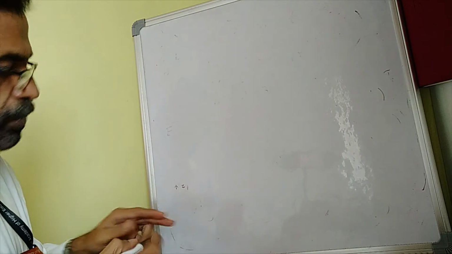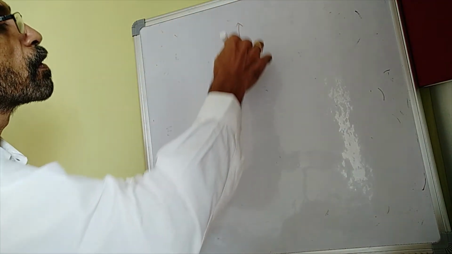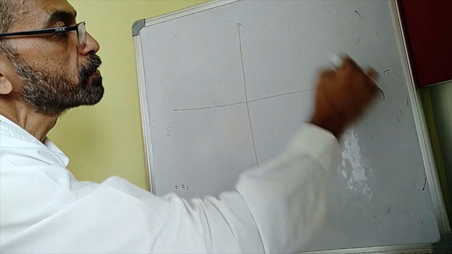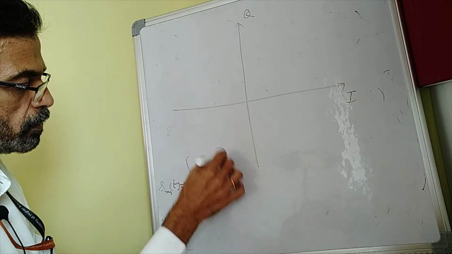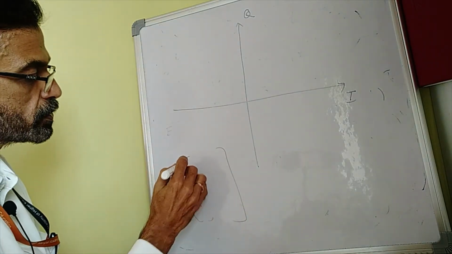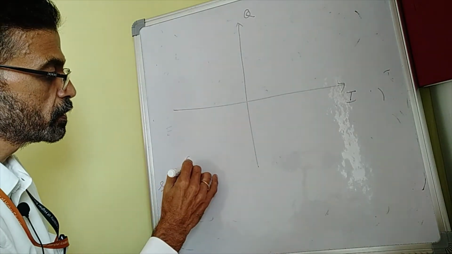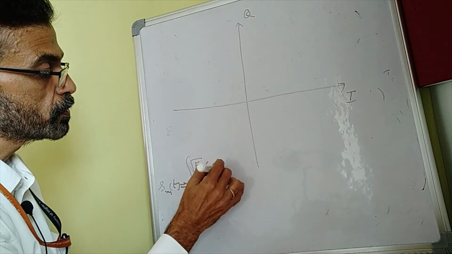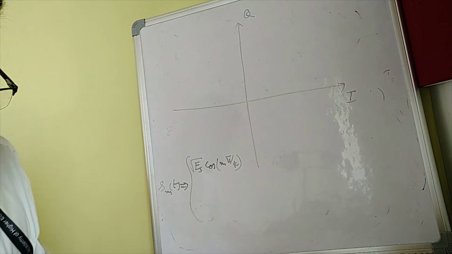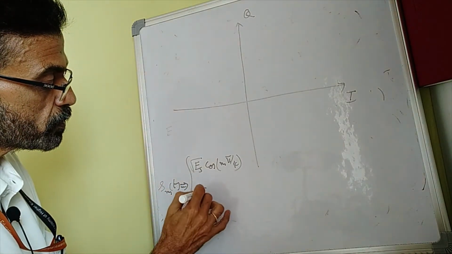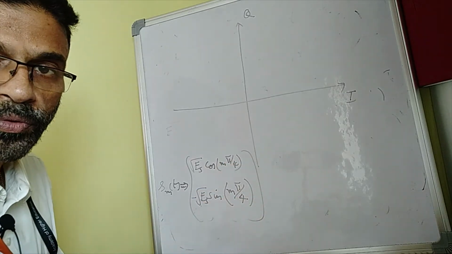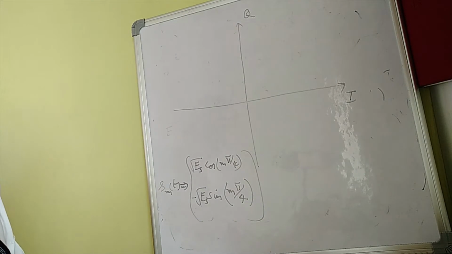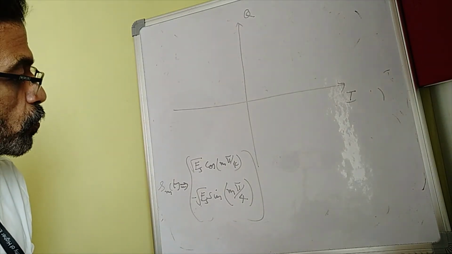The signal space will look similar, with in-phase and quadrature axes, and Sm(t) has its general coordinates as root Es cos m pi by 4 and minus root Es sin m pi by 4, and we can start plotting the points now using these two coordinates.